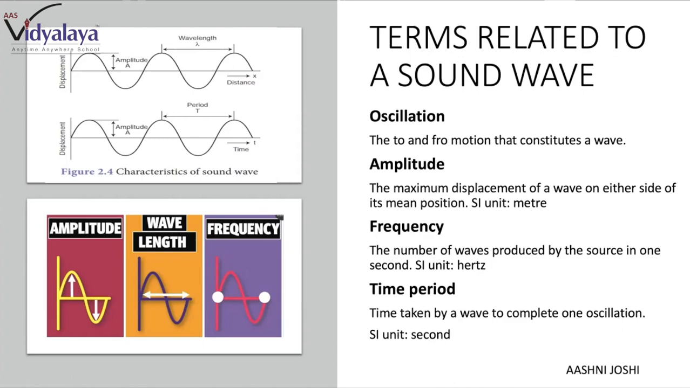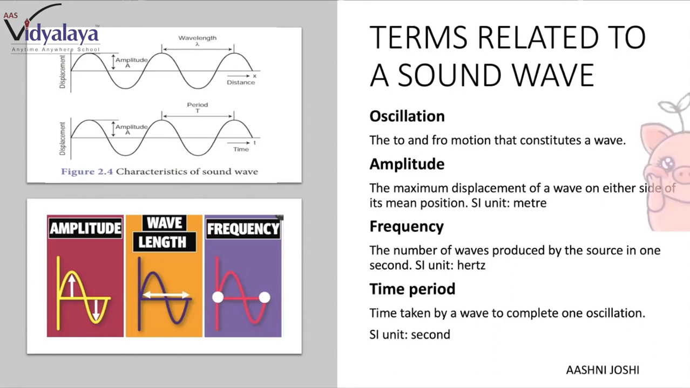Then we have frequency, the number of waves produced by the source in 1 second. The number of sound waves produced by a source of sound in 1 second is called frequency, whose SI unit is hertz. Suppose there are two sources of sound. The first one is producing 5 sound waves per second, and the second one is producing 3 sound waves per second. So the frequency of the first one is 5 hertz, whereas that of the second one is 3 hertz.